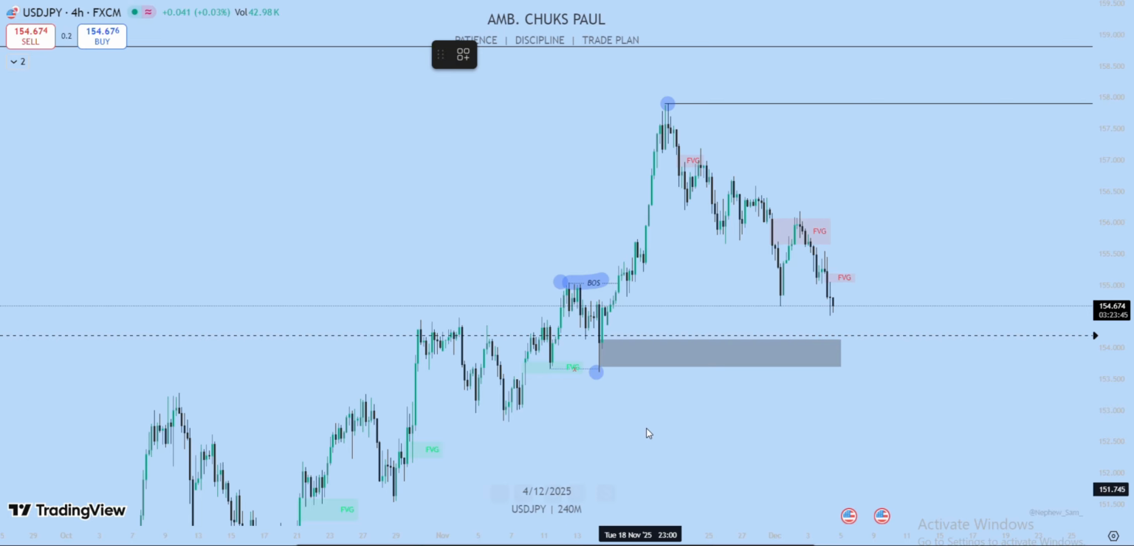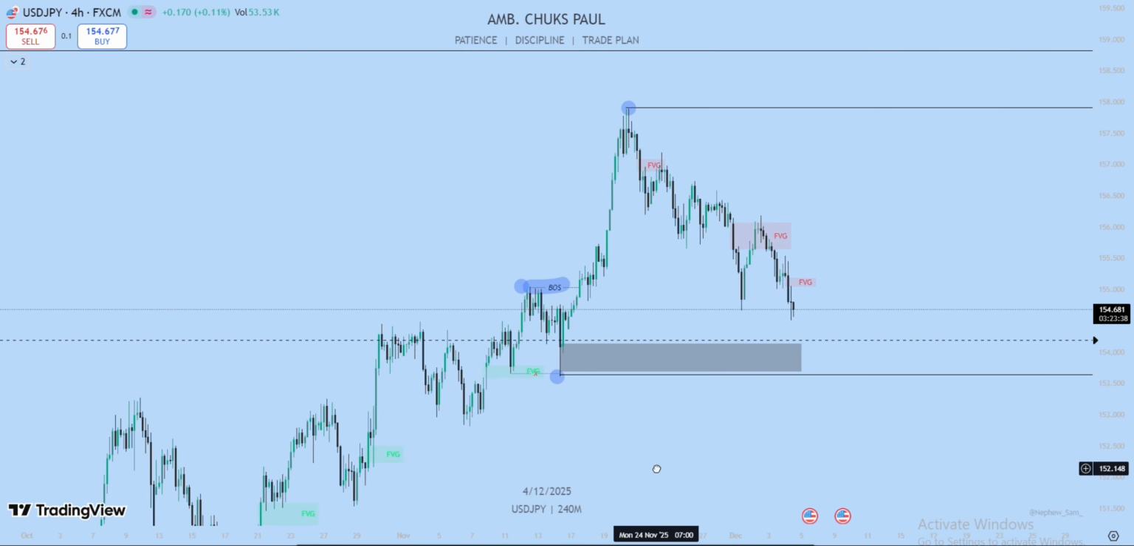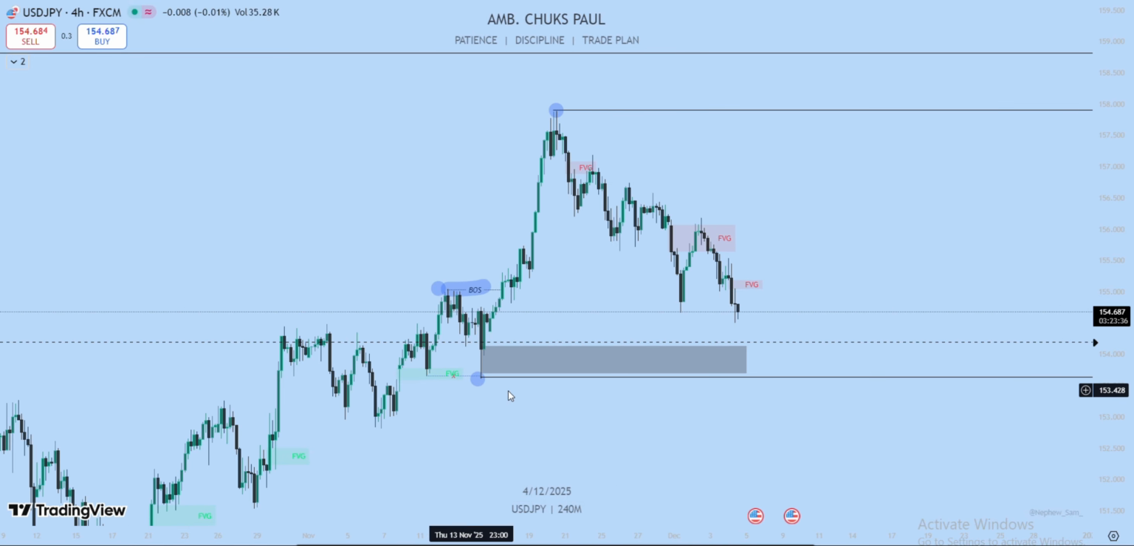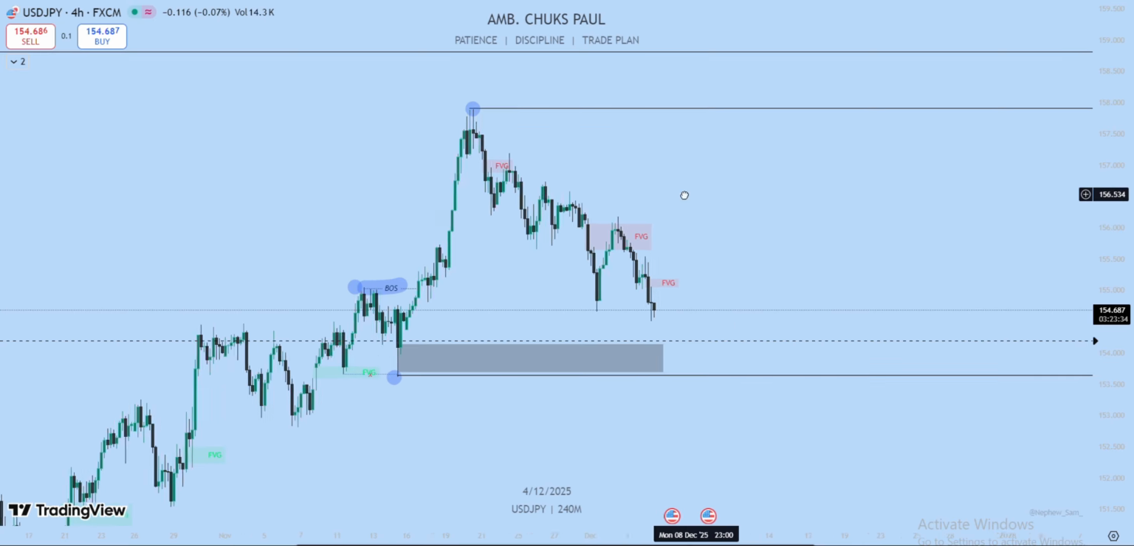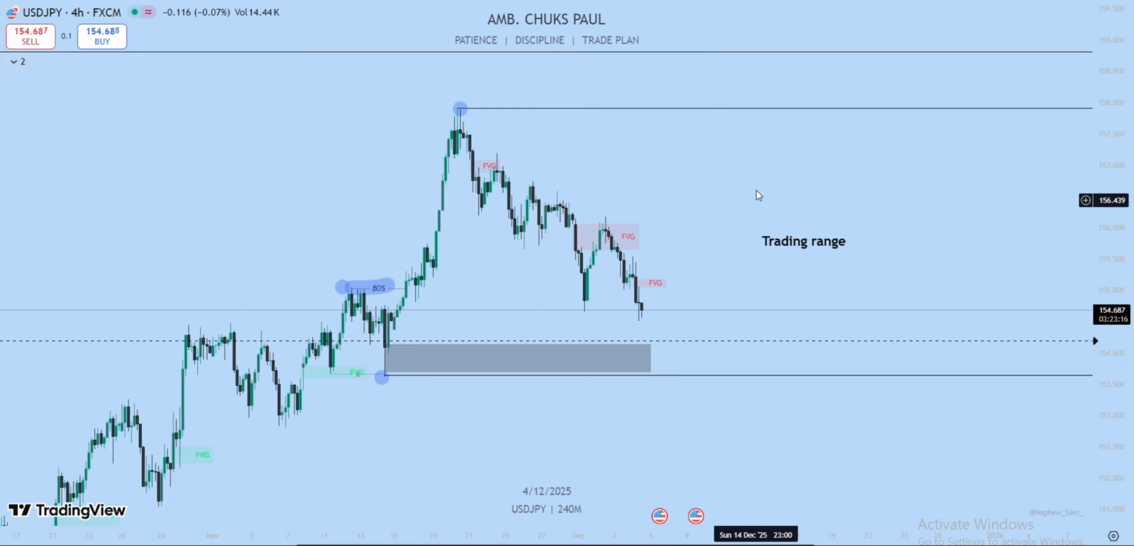So this low becomes our what? External liquidity level. Please pay attention. This low and this high, both of them become our what? Our trading range. So from this high to this low becomes our trading what? Trading range. So that means whatever we are looking to do, we are anticipating to do it within this range, right?